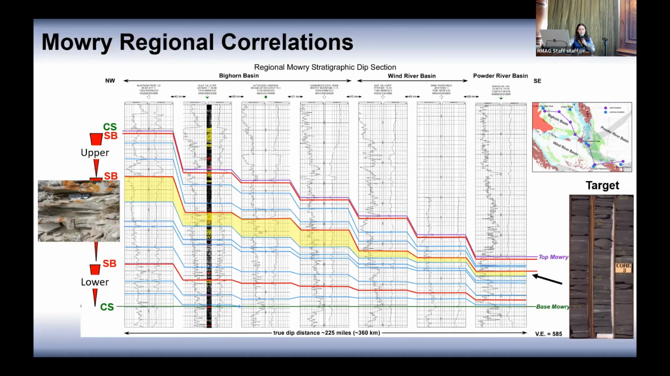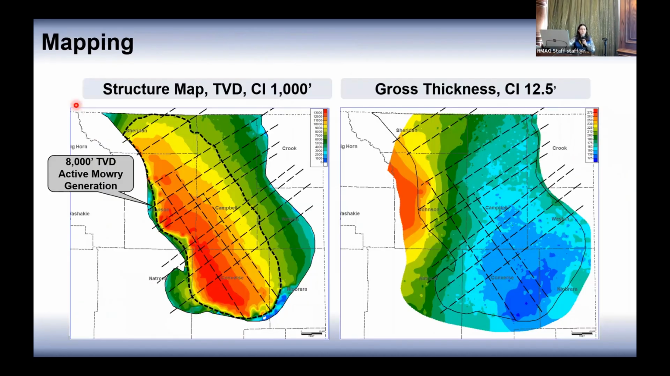So using this framework and using these surfaces, we can start to map out the Mowry in the basin. We'll just start off with some general mapping here. This is what the structure looks like. The Powder is steeply dipping on this western side here and then more shallowly dipping on the east. And then I've outlined for you the 8,000-foot contour, and that's generally what we think of as being the active pod of generation for hydrocarbons.